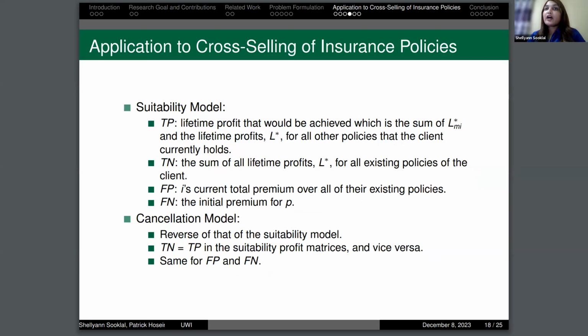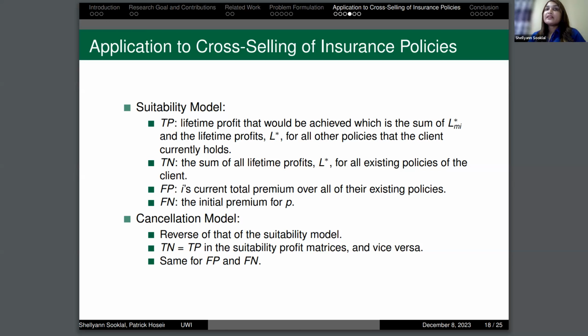So let's get into how we came up with the benefit and cost values for the profit matrices. For the suitability model, the true positive case is when we cross-sell a suitable product to the client. Therefore, we set this to be the lifetime profit of this new policy plus the lifetime profits of all the client's existing policies. And for true negative, where we don't cross-sell the product, the benefit value would be the sum of the lifetime profits over all the client's existing policies.